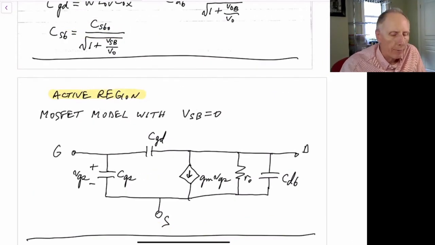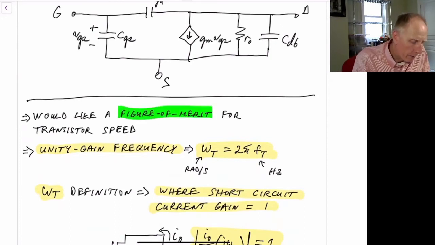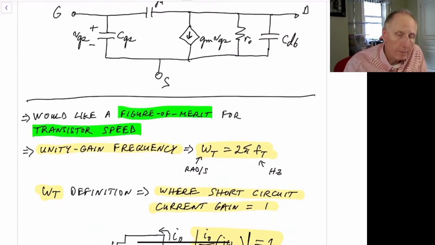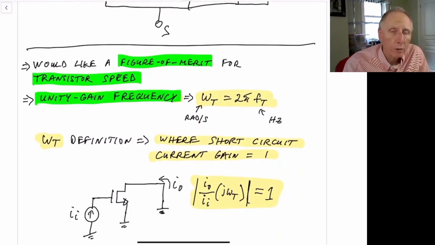Now we would like to have a figure of merit for our transistors to know how quick they are, how fast they are from one technology to another, or if you're in design, how you change the widths and the lengths or the overdrive voltages, so how much current you put through them as well. So we'd like a figure of merit to determine our transistor speeds. So we look at the unity gain frequency as that. So the point where the gain of the transistor goes to a gain of 1.